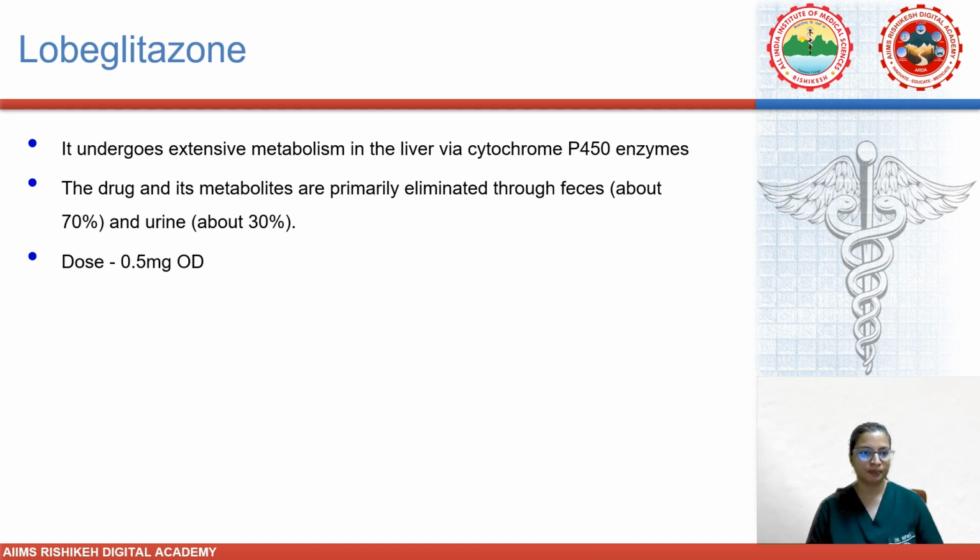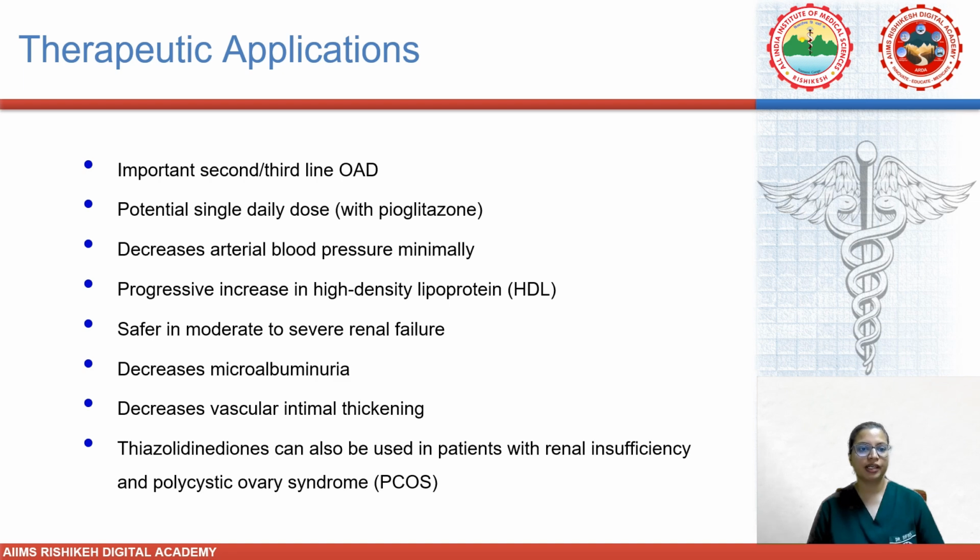What are the therapeutic applications of thiazolidinediones? They are important second and third line oral antidiabetic agents, with a potential single daily dose with pioglitazone, that decreases the arterial blood pressure minimally. They progressively increase high density lipoprotein. They are safer in moderate to severe renal failure. They decrease microalbuminuria. They decrease vascular intimal thickening.